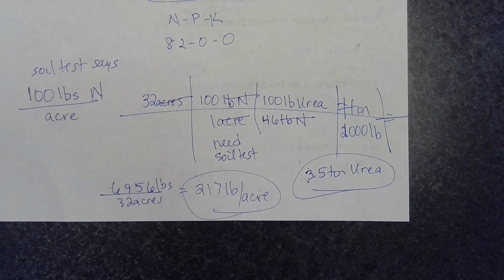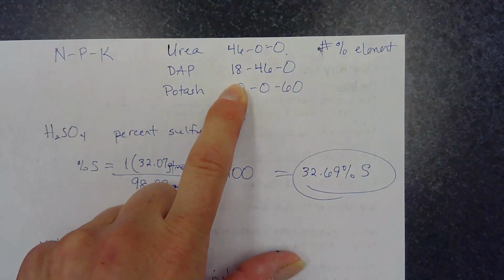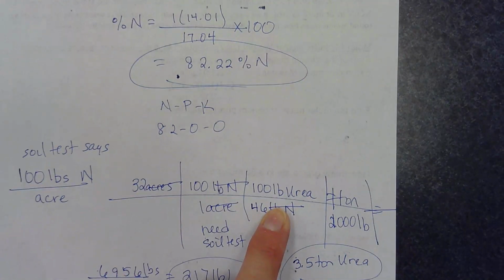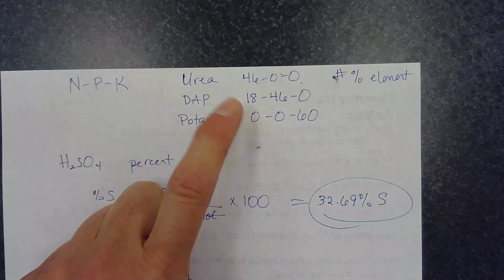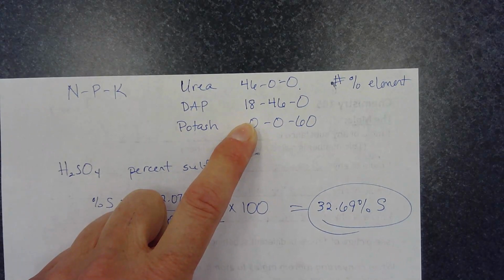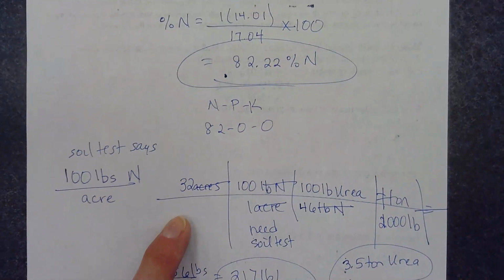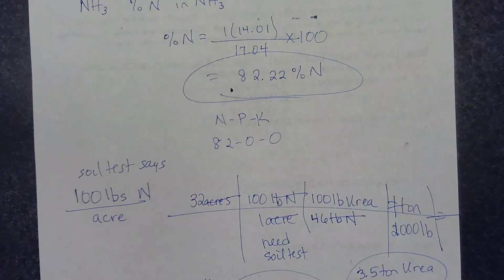Now, what if I was also going to put on DAP? Look at DAP up here. Does it already have some nitrogen in it? So would I be putting on this much urea? No. I would first figure my DAP, how much phosphorus I need on my field. Then I would figure out how much nitrogen I'm getting out of that quantity, and subtract that from how much urea I need. So this is what you do for real world.